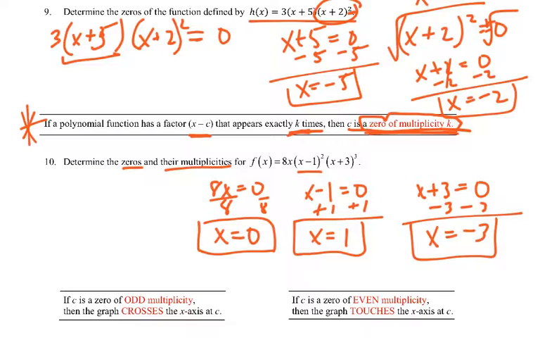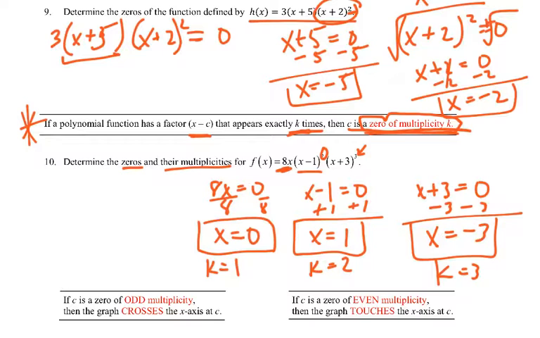The multiplicity of this first one, you could say k equals 1, because that one only showed up once with the power of 1. On this one, the multiplicity is equal to 2 because of the exponent 2 there. And on this one, the multiplicity of x equals negative 3 is 3 because of the exponent there.